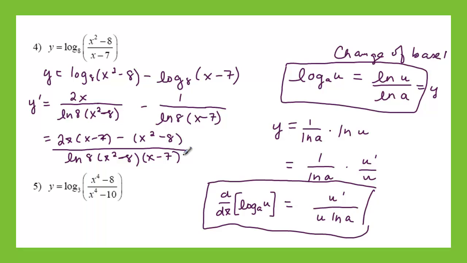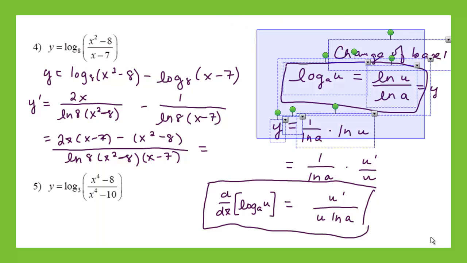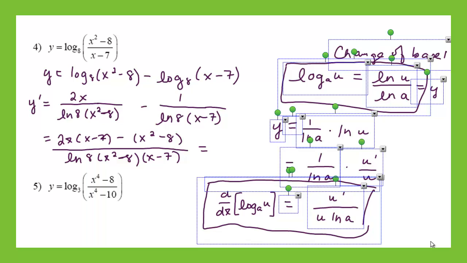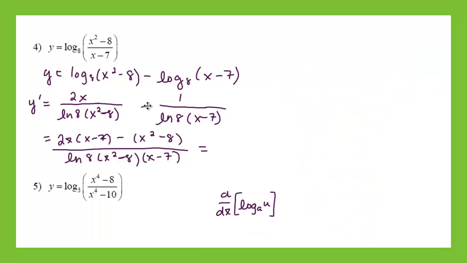Okay, and then after simplifying that out, for our final answer, we end up with an x squared minus 14x plus 8 over our common denominator.